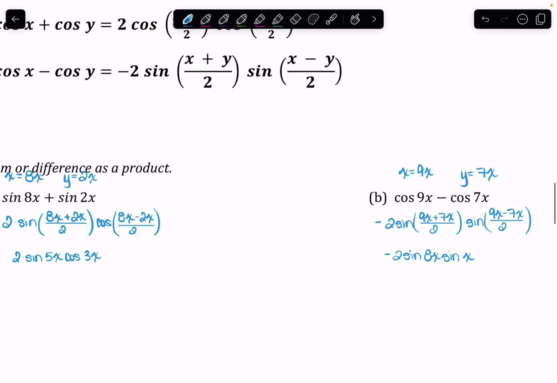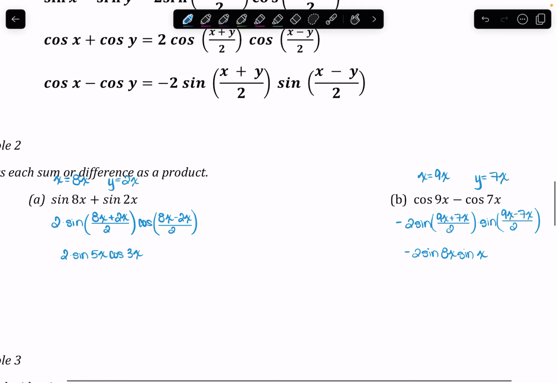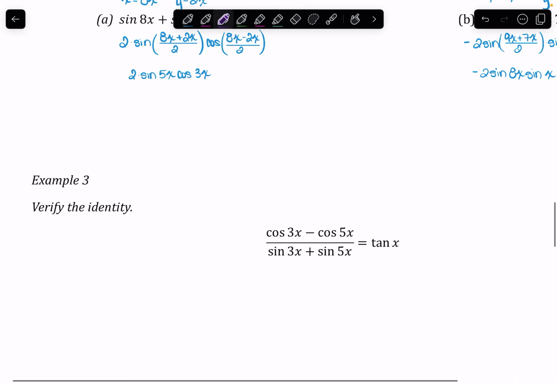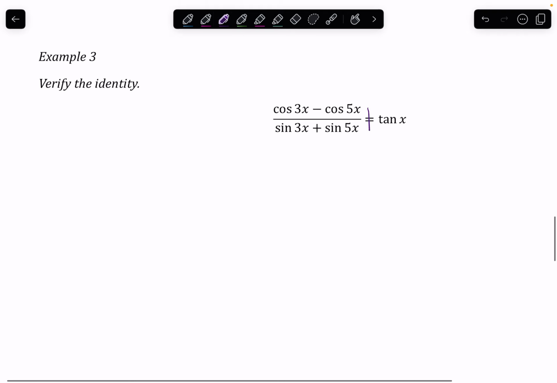Put these two really far apart. Oops, there you go, you can kind of see both. Next, verify the identity. So just like with all the others, you can be using these to verify identities.